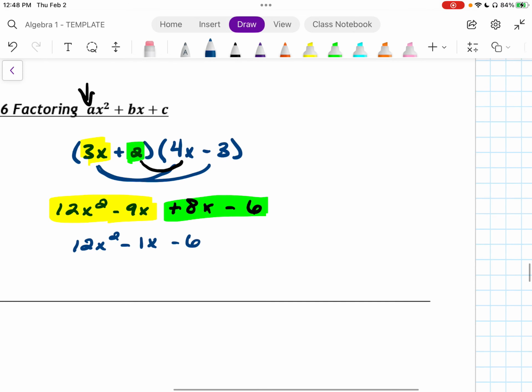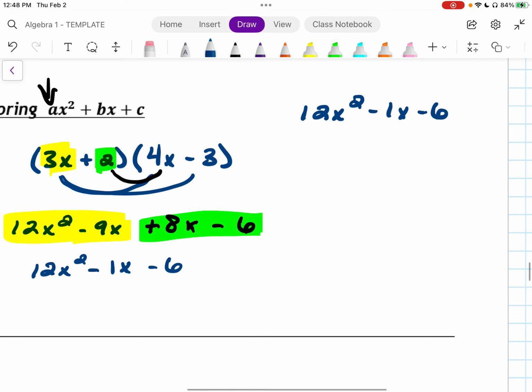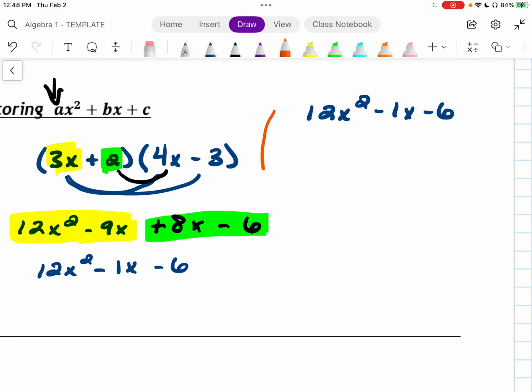So now, if we started off with 12x squared minus 1x minus 6, I want to know how to factor that down. Now, we know the answer because it's sitting there, but I want to think about how we get there. So I'm going to read my work here on the left, and I'm going to read it backwards. So I ended with this, and then up there, I want to turn it into that. How do I turn it into that? Those 2 pieces, the negative 9x and the positive 8x, added up to be a negative 1x.